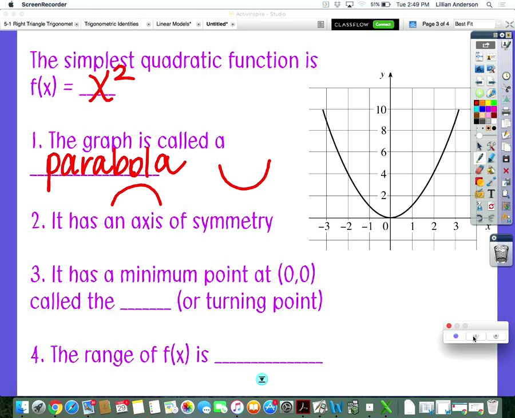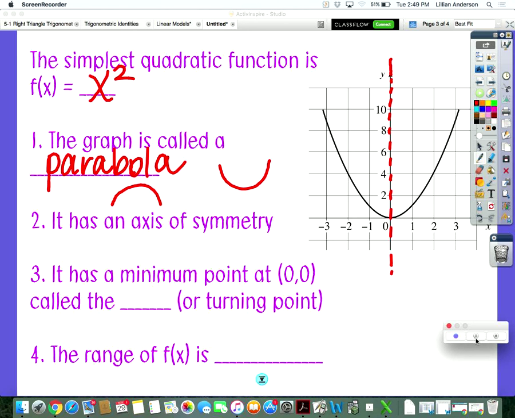Now, every quadratic, including this most basic one, x squared, has an axis of symmetry. Anybody know what an axis of symmetry is? It's where, if you were to fold it in half, the middle is. Exactly. It's right there in the middle. If you fold it, it basically creates a line of symmetry. The axis of symmetry cuts it in half. That is what the axis of symmetry is.